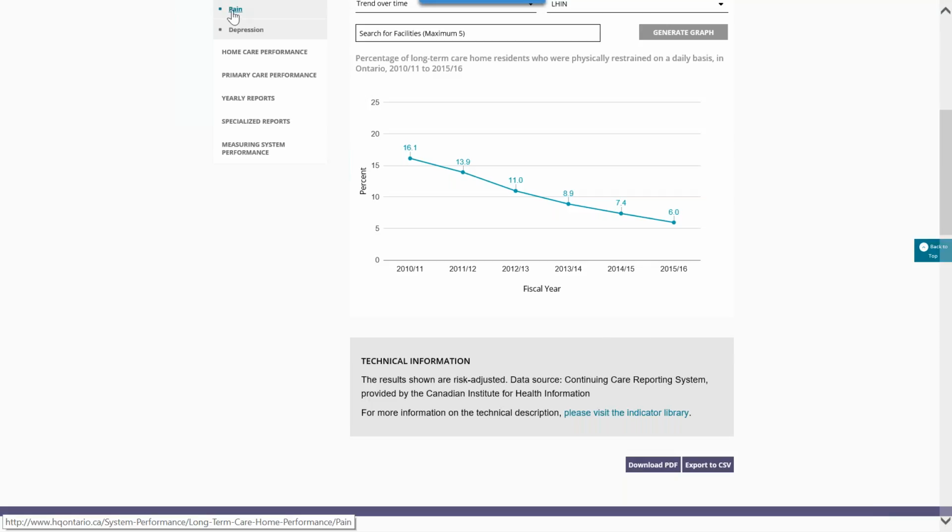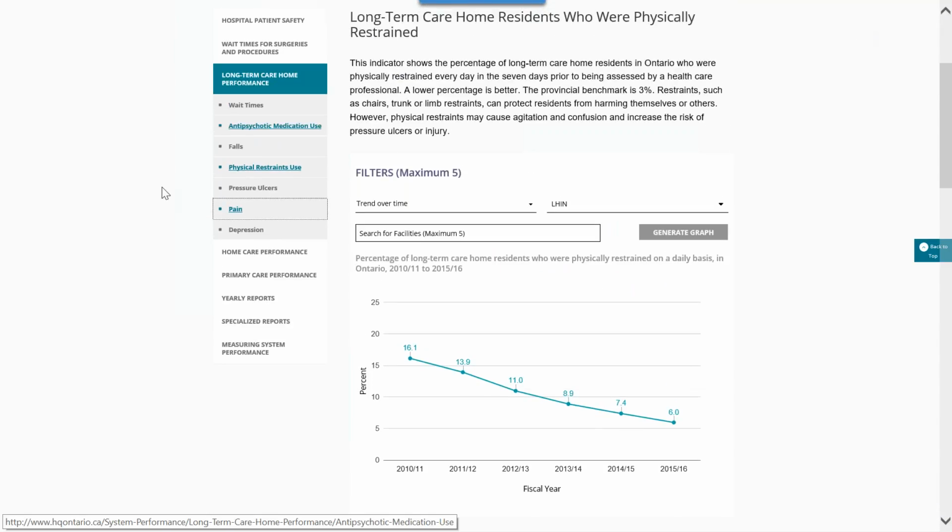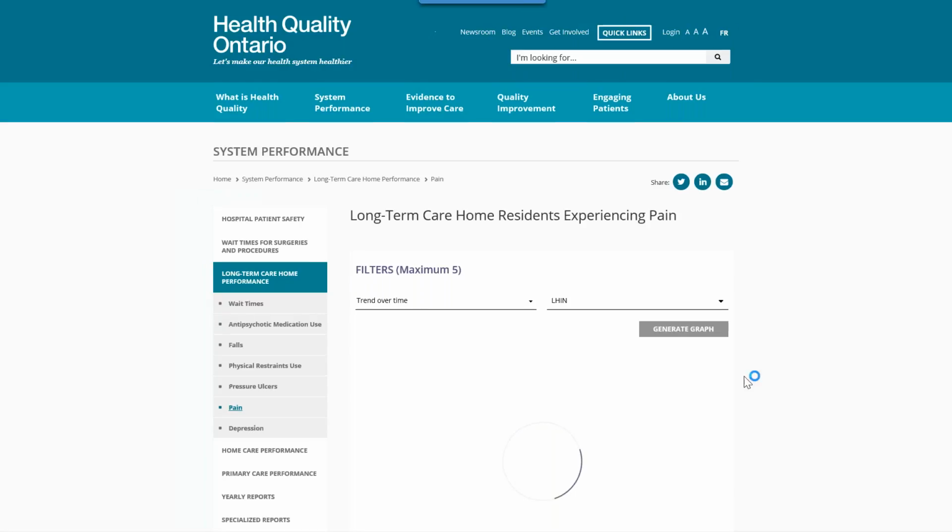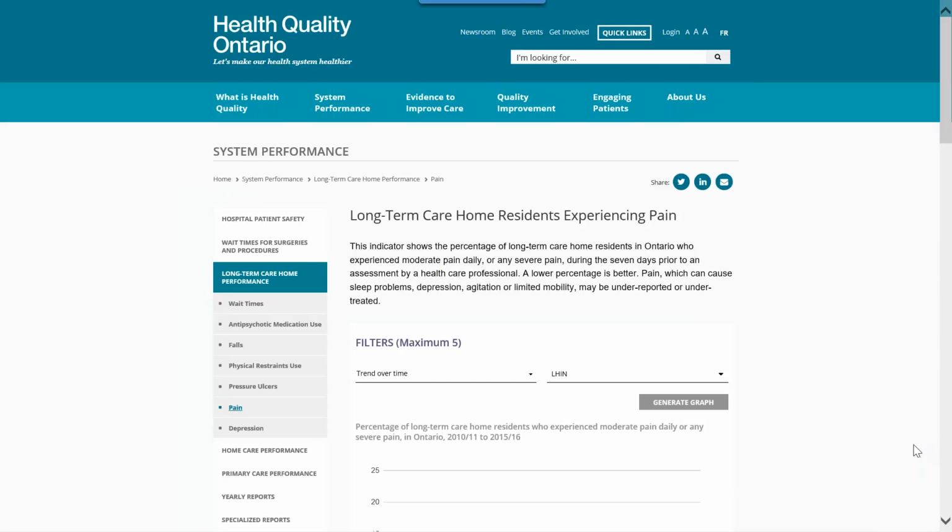Now, we're also going to look at the pain indicator. And let's go back up here. And we're going to look at pain, since that's our topic for today. There we go. We are going to look at pain.